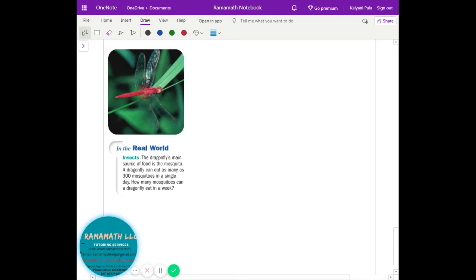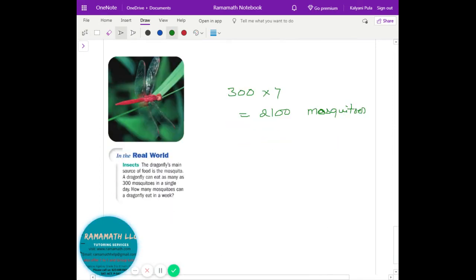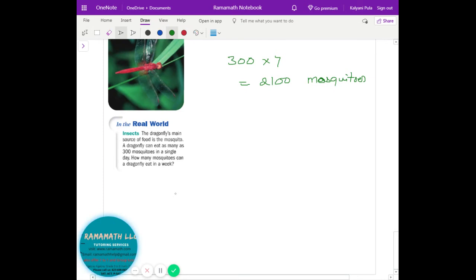Now, let's move on to the next one. Look at this real world application. If you look at dragonflies, their main food source is mosquitoes. A dragonfly can eat almost 300 mosquitoes in a single day. So how many mosquitoes can it eat in a week? Write an equation and then solve it. That's good. We multiply by 7 here, since a week means 7 days. So we multiply by 7. That's almost 2,100 mosquitoes. That's good.